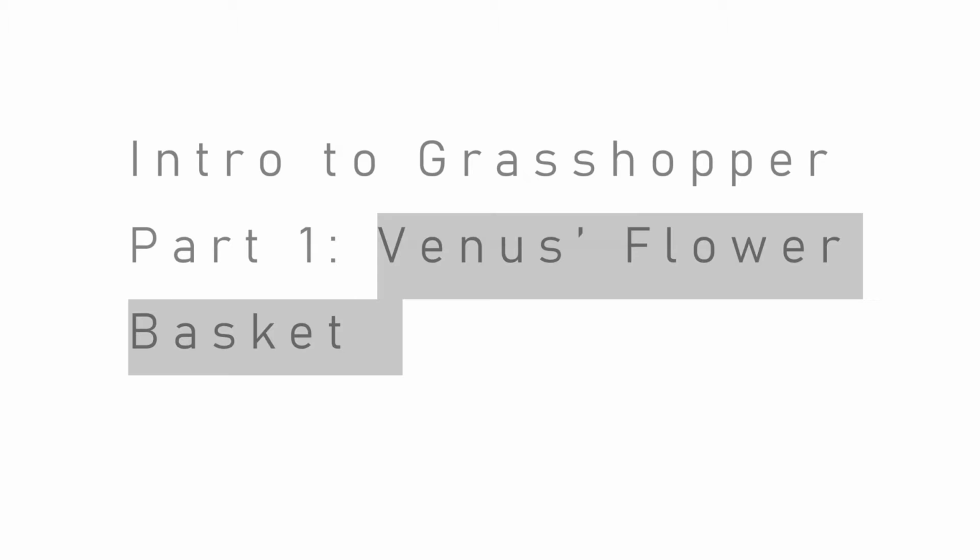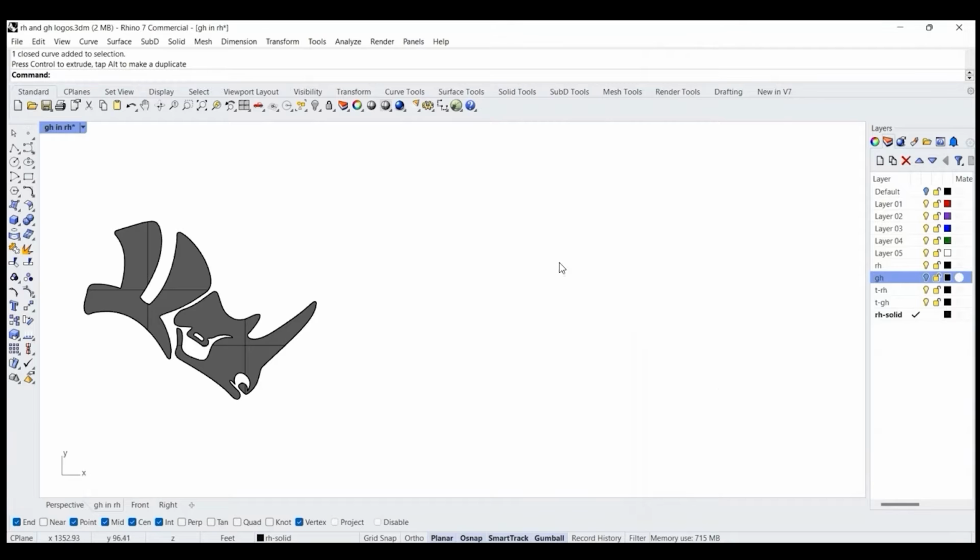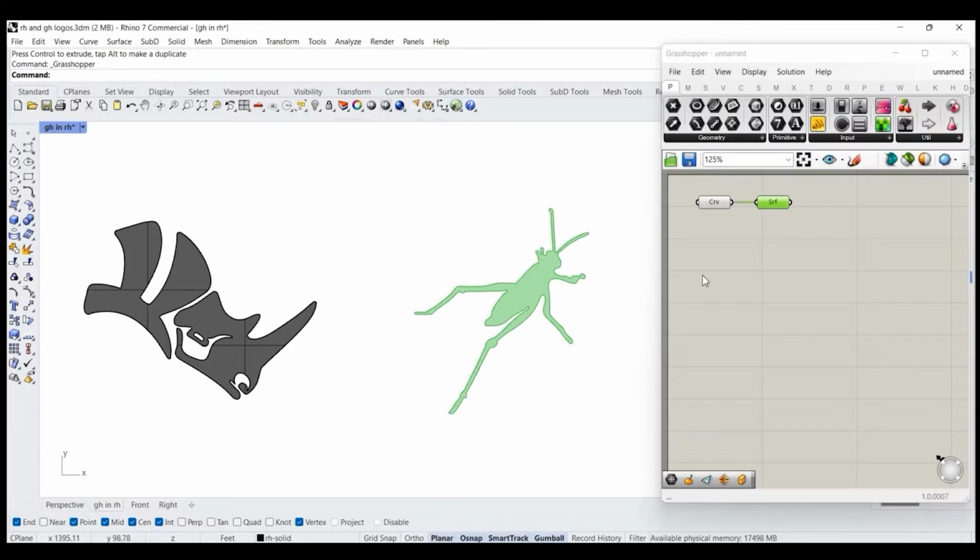This is part 1. Venus's flower basket. That's the name of a marine organism, but we'll get to that in a little bit. First, just a quick overview in case you're very new to Grasshopper. This is Rhino, and this is Grasshopper.